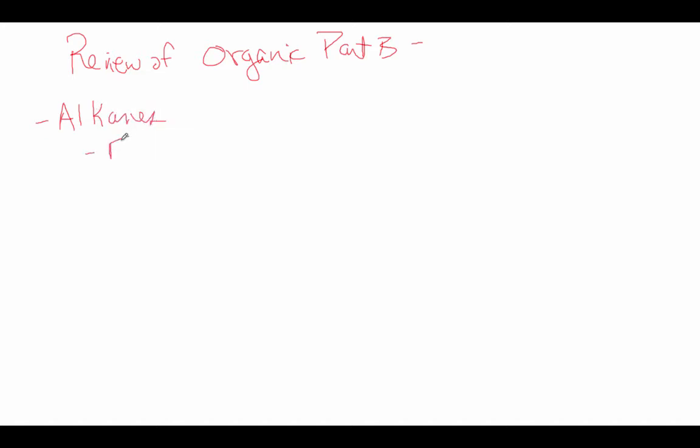Okay, so we're going to start with a review of organic part B. And just because it covers pathways, remember alkanes, you're talking about a free radical mechanism. Okay, and that was with a halogen and UV light. Remember that this involves homolytic fission.